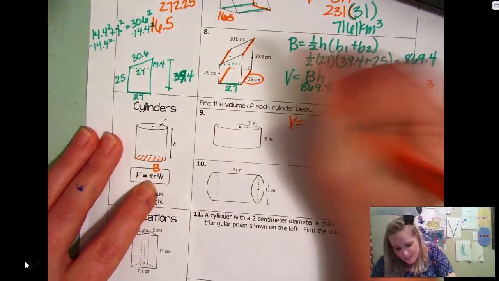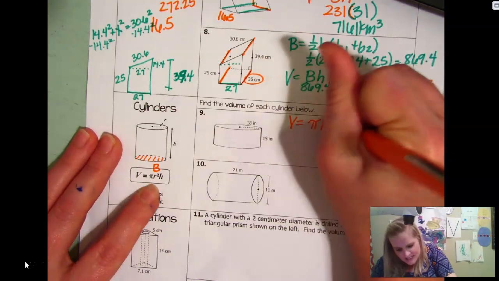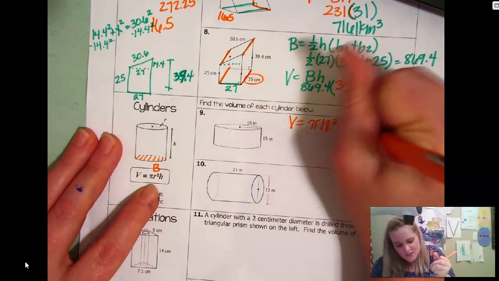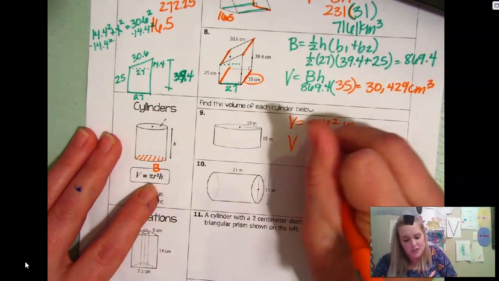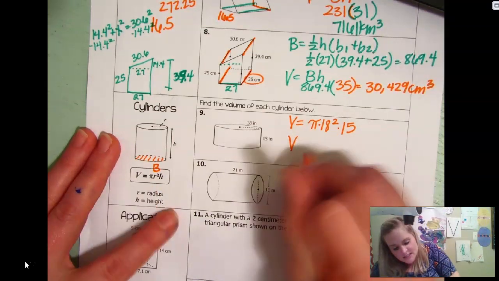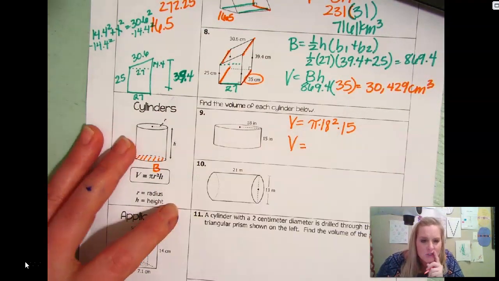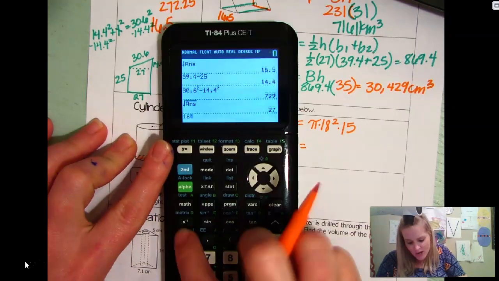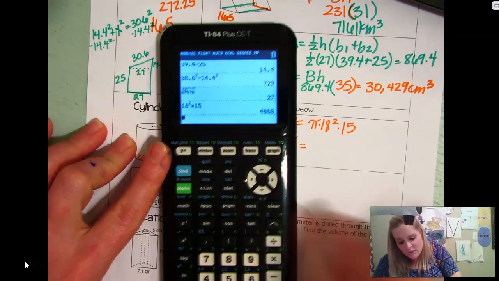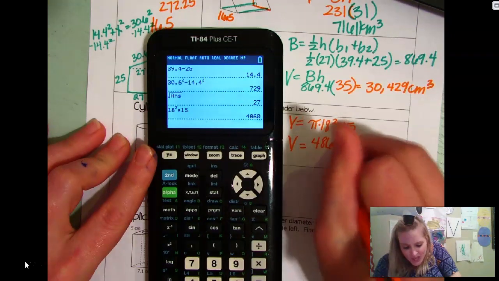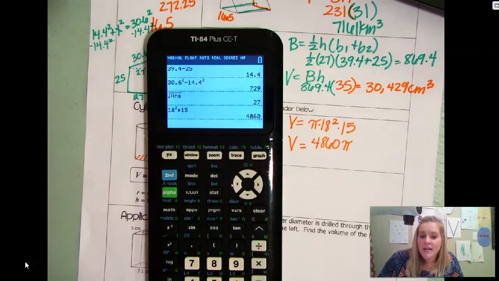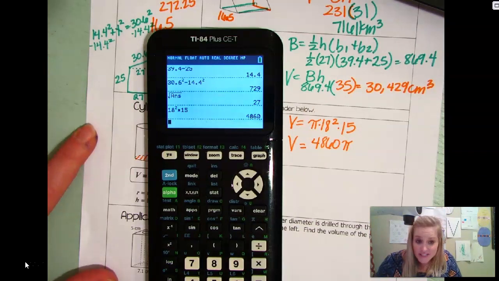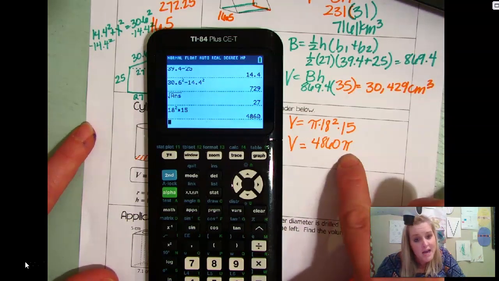All right, so pi, the radius is 18 squared times the height, which is 15. You just plug that into your calculator, and that gives us, well, I do want to show you this. Sometimes your answers, especially on ACT, will be in terms of pi. So if that's the case, it's going to be 18 squared times 15, which is 4,860. And then you just leave pi there. So if your answer says, what is the volume in terms of pi, that's what that means. Then you leave pi there, okay?